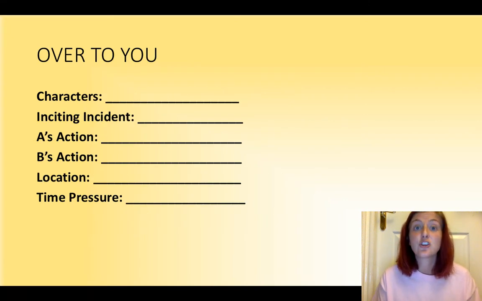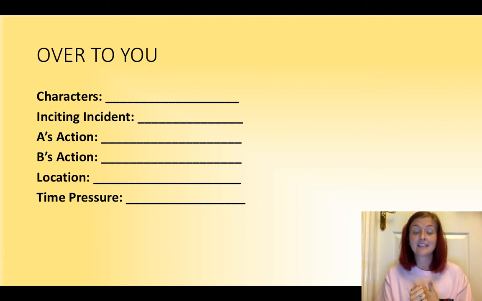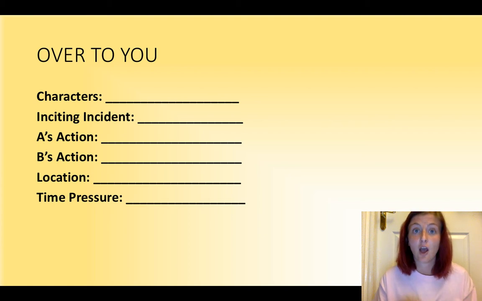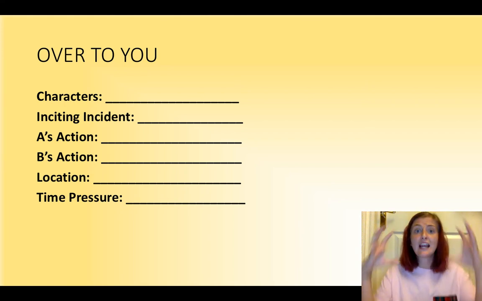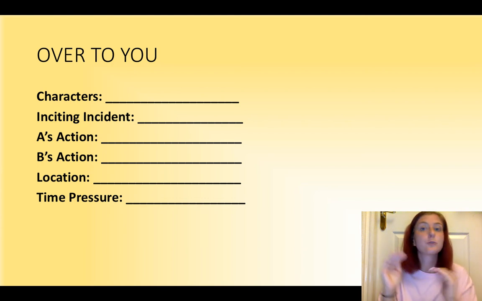Now, your task is to fill in scenario 2 for your own play. Pick one of your scenes and just fill this in, okay? Who your characters are, what the inciting incident of your play is, what A's action is, what B's action is, where the entire thing's set, and what the time pressure is. All of this will help really bring in all of the component parts of your play and just help structure it a bit more, making sure you know what to hit and when, okay?